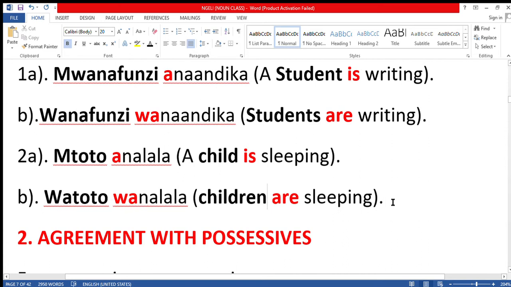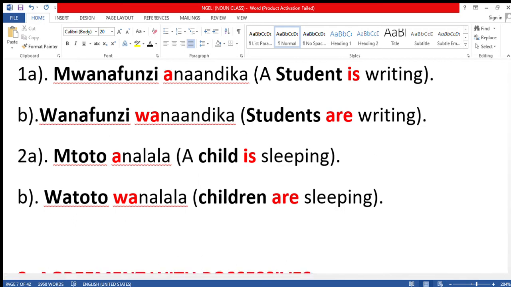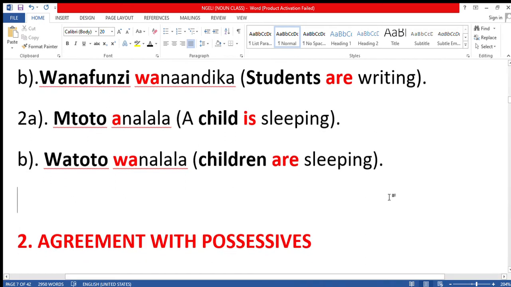So guys, I have a simple assignment for you. You can write in the comment section below. You can translate. I want you to write baba. No, I want you to write mwalimu.